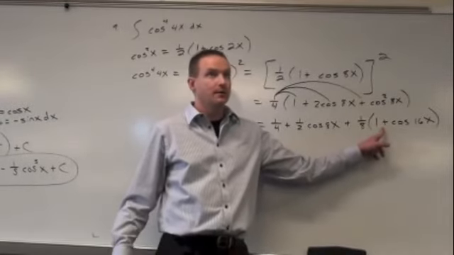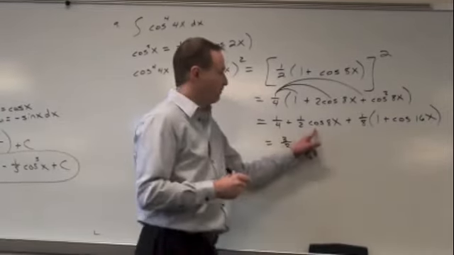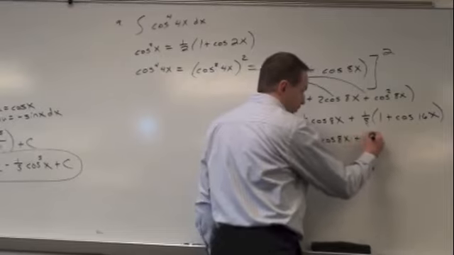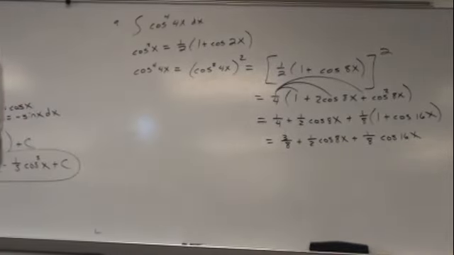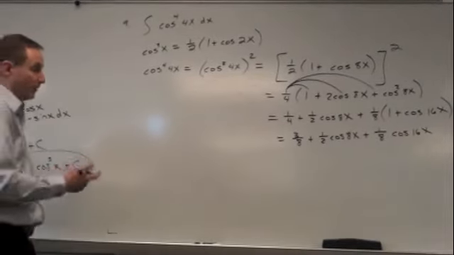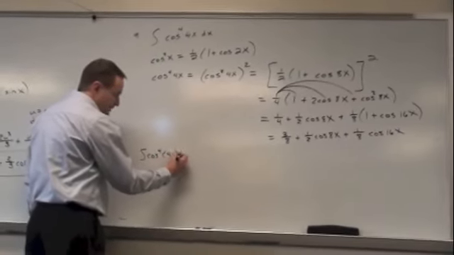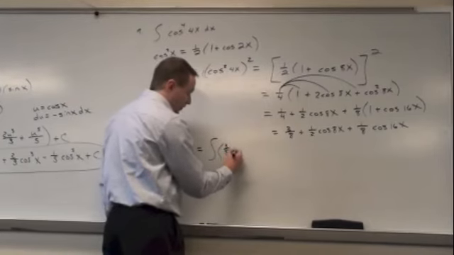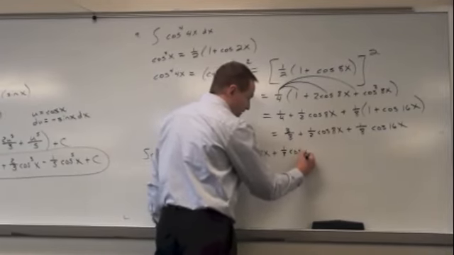So now I'm ready to simplify. 1/4 plus 1/8, that's 2/8 plus 1/8, 3/8. That's great. Plus 1/2 cosine 8x plus 1/8 the cosine of 16x. It's the trig in this problem that makes it beautiful. The calculus isn't that fun, because once you get to this, you can say, okay, my original problem, the integral of the 4th power of the cosine of 4x dx, is equal to the integral of 3/8 plus 1/2 cosine 8x plus 1/8 cosine of 16x.